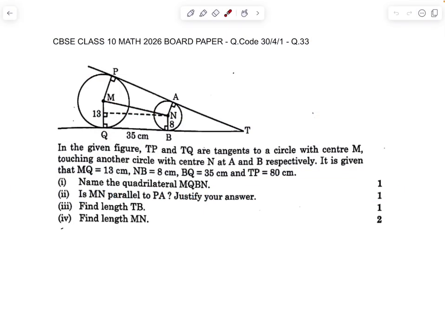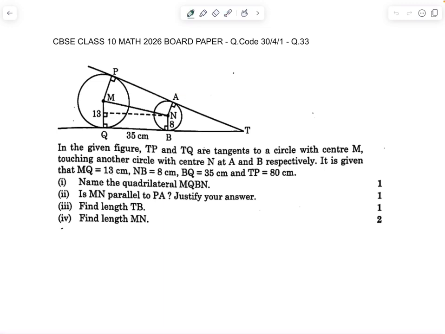The question goes like this. In the given figure, TP and TQ are tangents to a circle with center M touching another circle with center N at A and B respectively. It is given that MQ is 13 centimeter, NB is 8 centimeter, BQ is 35 centimeter, and TP is 80 centimeter. That is, this full length is 80 centimeter.